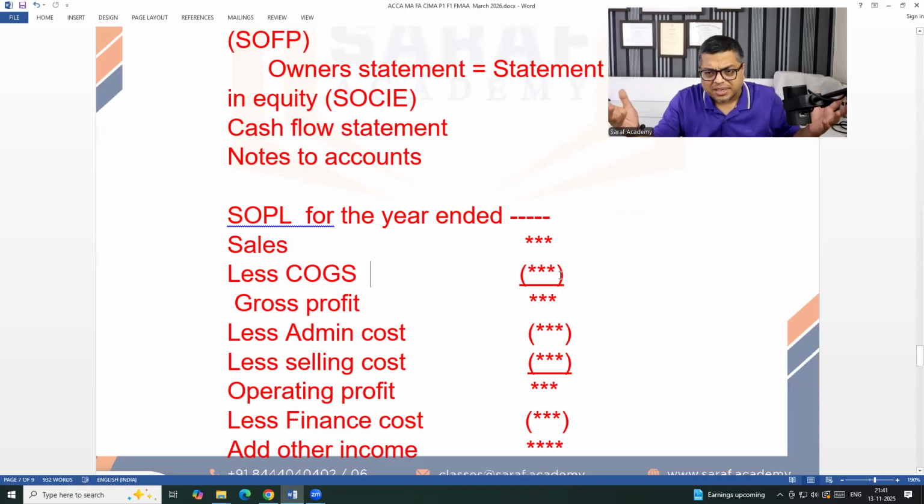Every business has different types of expenditures. To generate sales revenue, whatever expenditure we are incurring, that is called cost of goods sold. We deduct that, we get the gross profit. Sales minus cost of goods sold is called gross profit. Then from the gross profit, we deduct admin and selling expenditure. What is admin selling?